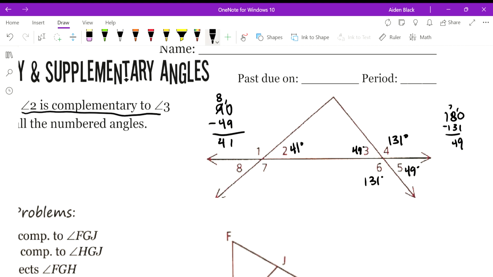Okay, now that we have the measure of angle 2, it should be easy to find the measure of angle 1, since these two angles form a linear pair. Getting 139. And once again, we have vertical angles, angle 1 and angle 7.